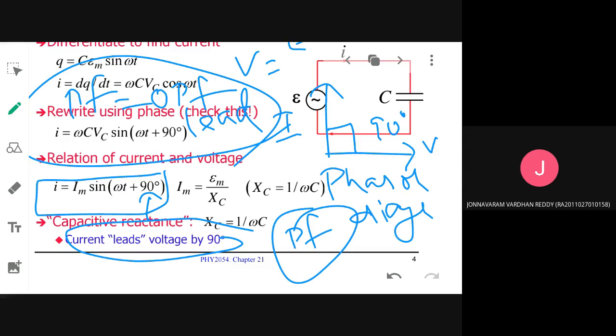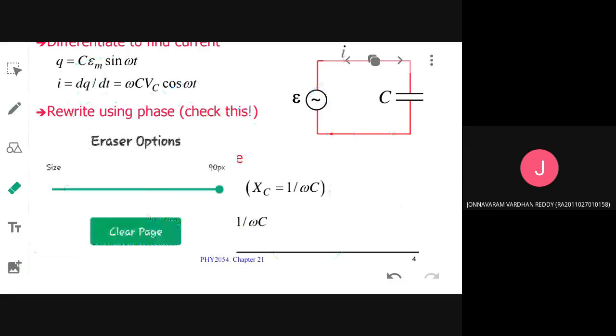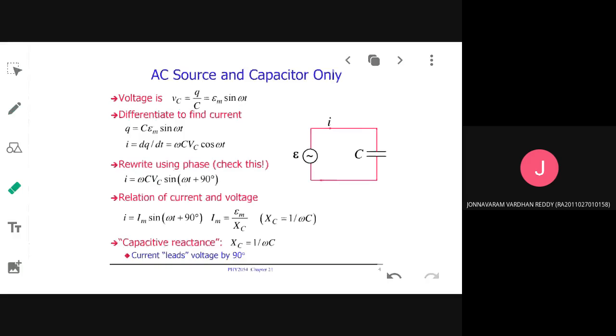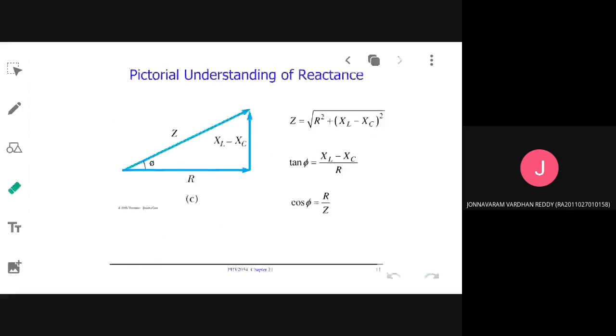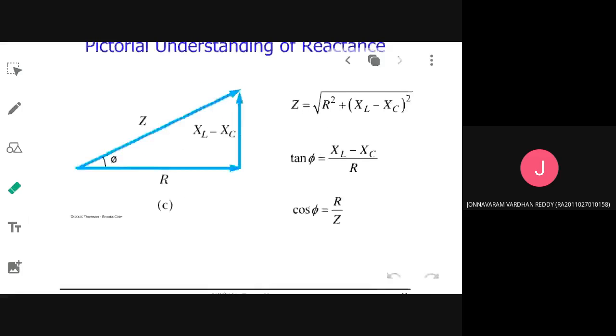So we have discussed three types of circuits. What are the three types of circuits that we have discussed? Purely resistive, purely inductive, and purely capacitive circuits. Now we have to discuss what will happen if you are combining RL in series, RC in series, and RLC in series. Alright. Before going to that, let me discuss one more triangle.